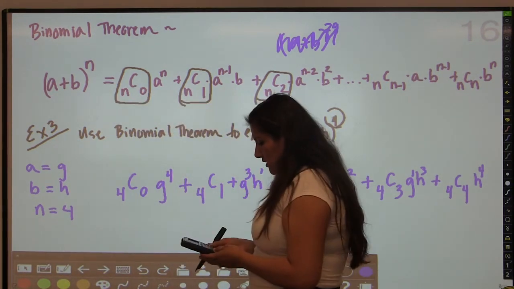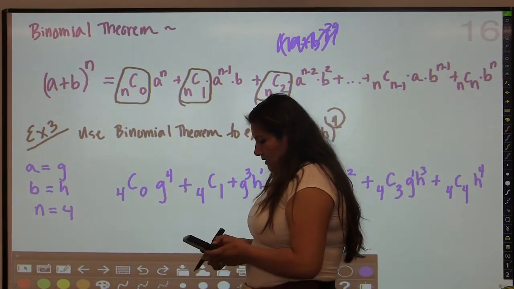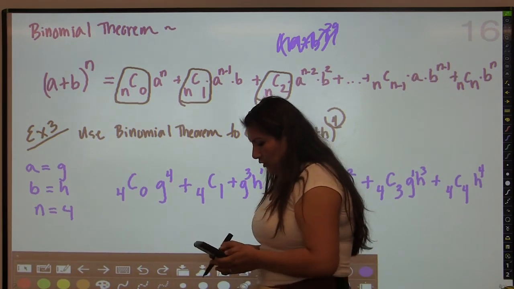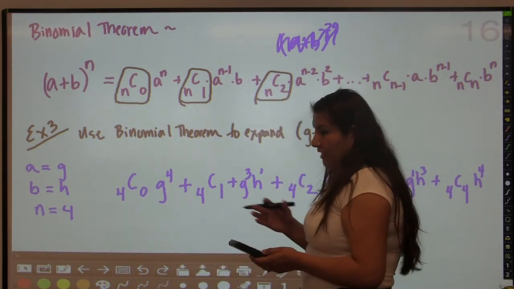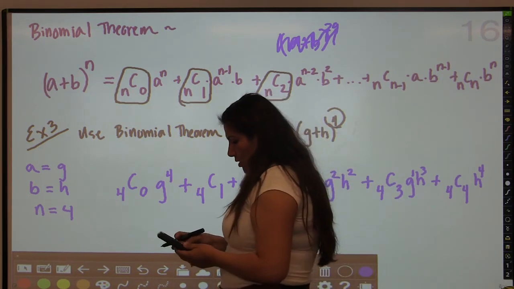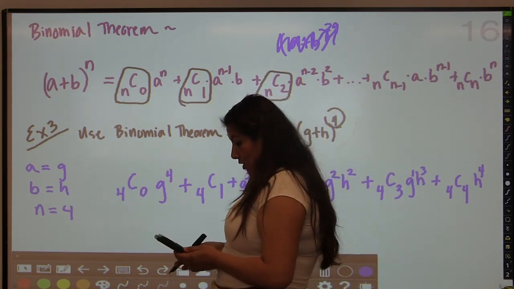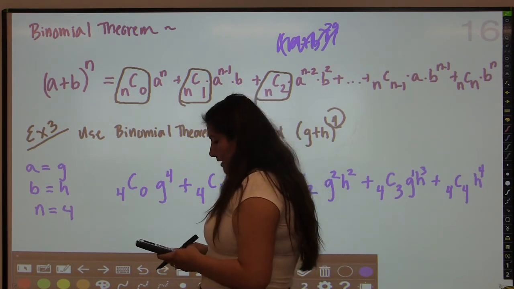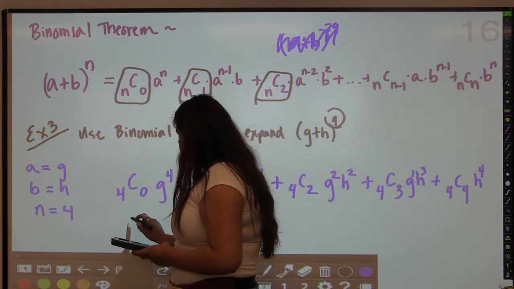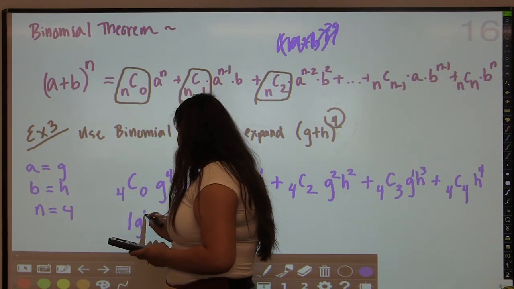What in fact is 4 choose 0? So you have learned how to do that on your calculator already. You want to go to your math probability. 4 choose 0 is going to be 1. So this is going to be 1 g to the 4th.